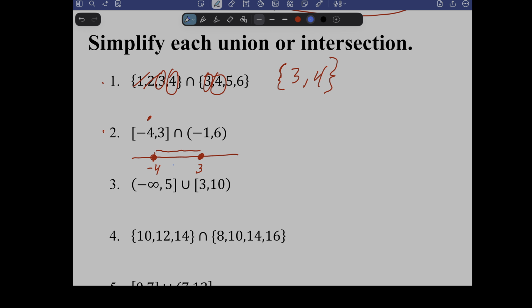Now, on the next one, I'm going to use a different color. And I'm going to start at -1, which would be right about here, and that's also going to be a hole. And this one goes to 6, which is right about here, which would have a hole. And these would shade in between. If you look right there, that is the point of intersection. So my final answer on this one would be a hole at -1 and a bracket at 3. Okay, and that's the point of intersection.